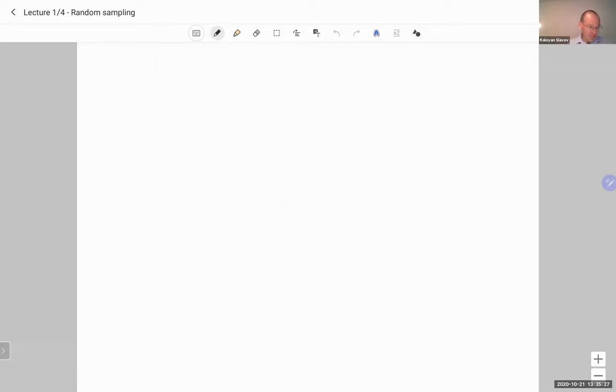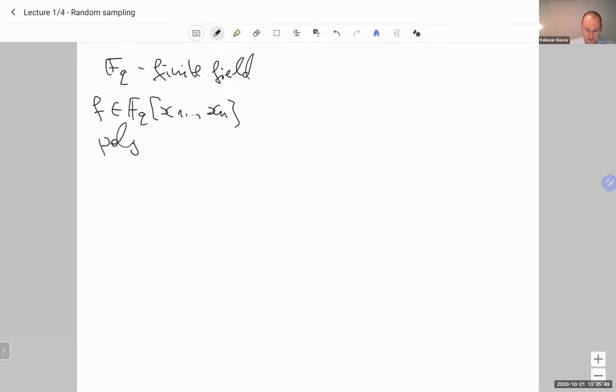Now, I will set up the notation for the first lecture. Fq is a finite field with q elements. And we consider a polynomial f with coefficients in Fq[x1, ..., xn], a polynomial of degree d, and n will be greater than or equal to 2, and is fixed at the very beginning.